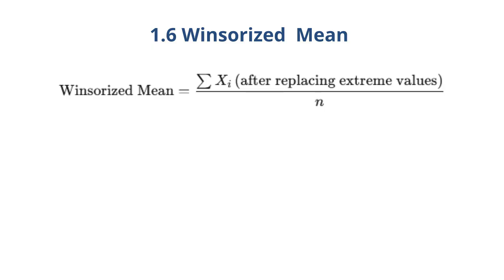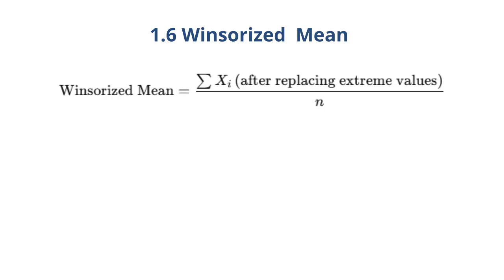1.6. Winsorized mean. A winsorized mean is similar to a trimmed mean, but instead of removing the extreme values, you replace them with the next nearest value. This method is often used to limit the impact of outliers without completely discarding them. Formula for winsorized mean. Winsorized mean equals the sum of x sub i, after replacing extreme values, divided by n, where the extreme values are replaced with the next nearest value.